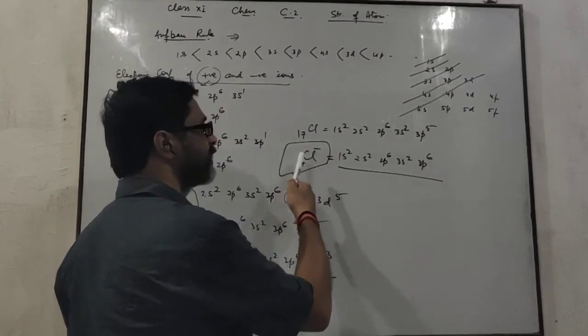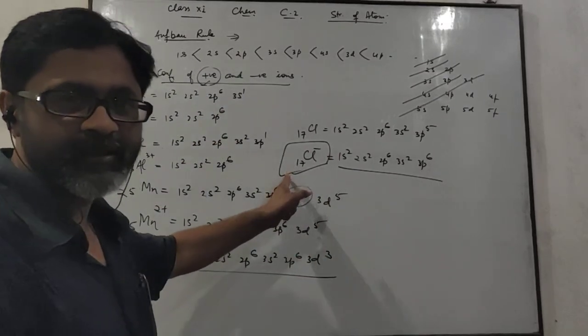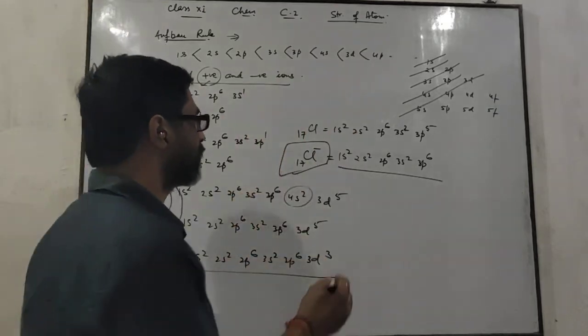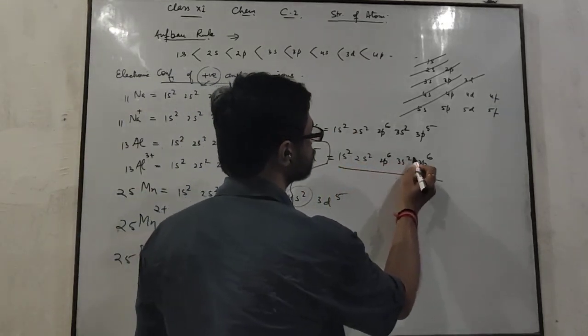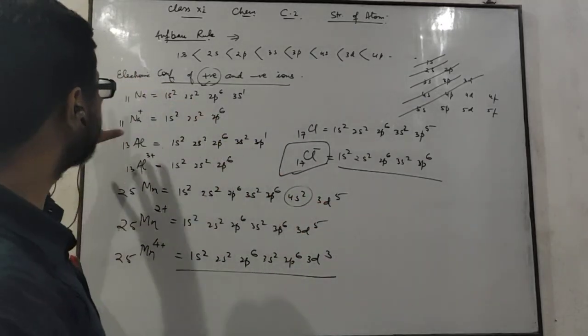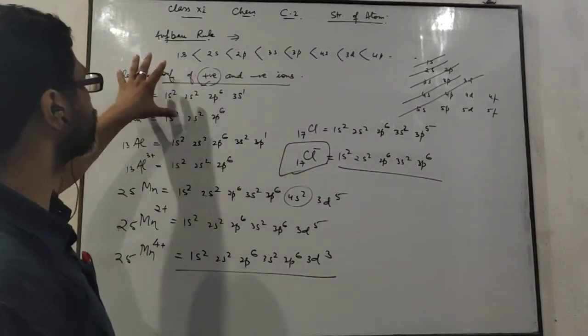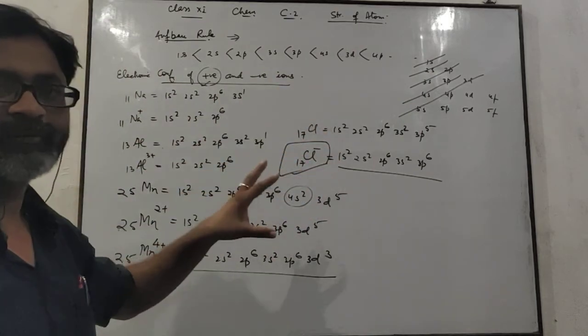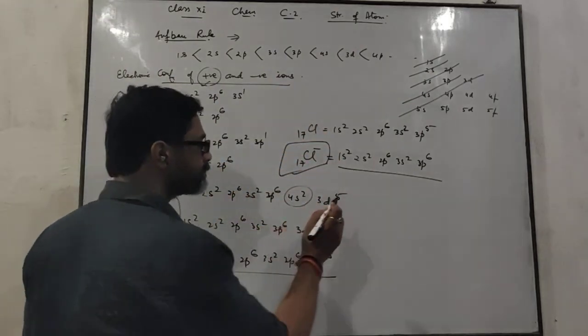Here the total number of electrons becomes 17 plus 1, which is 18. That is, 2 plus 2 plus 6 plus 2 plus 6 becomes 18. In this way, we can write the electronic configuration of positive and negative ions with the help of this rule.